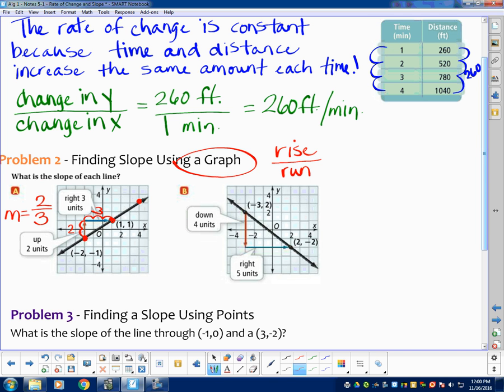Same thing here. I've chosen 2 points. My rise is how many? 4. Am I going up or down? What does that do to my number? -4. And how many am I going over? 5. So -4/5. Again, you can pick any 2 points. You might get numbers larger than this, but they'll reduce to this.